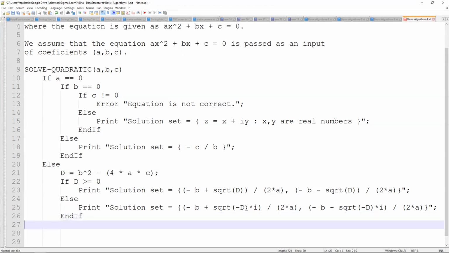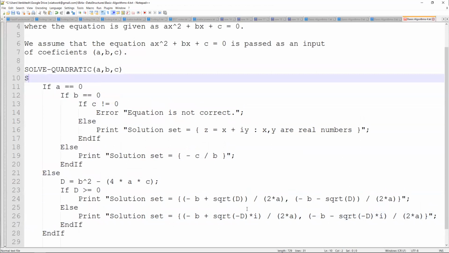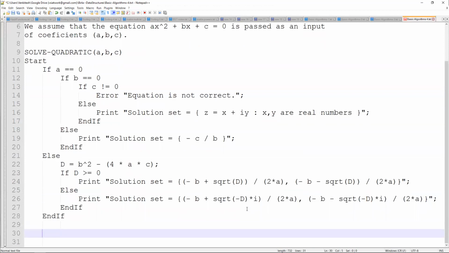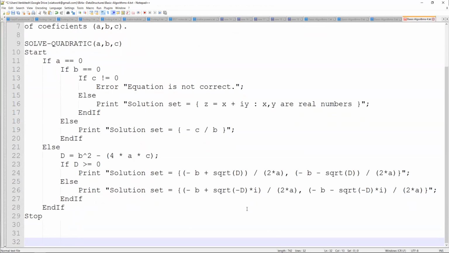And that is for the discriminant, and then that's it, because the answers were only depending on the discriminant. So we have also covered completely the case where A is not equal to 0. So end it. Okay, so that completes the algorithm. Okay, and one main thing that I forgot, which is start and stop. Okay, so this is the algorithm for computing the roots of a quadratic equation, solutions for quadratic equation.